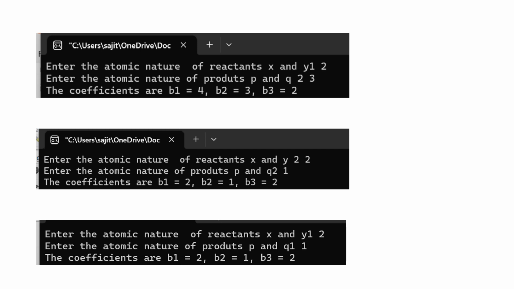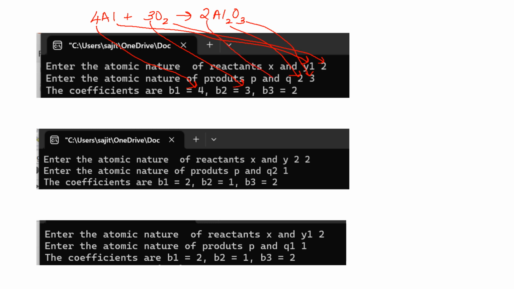So this is your output window. I have taken the output window for 3 different cases. The first case is your first equation which I have explained: 4 aluminium plus 3 oxygen will give you aluminium oxide, 2Al2O3. See here, x is given as 1, y is given as 2, p is given as 2 and q is given as 3. You are getting the coefficients B1 as 4, B2 as 3 and B3 as 2.